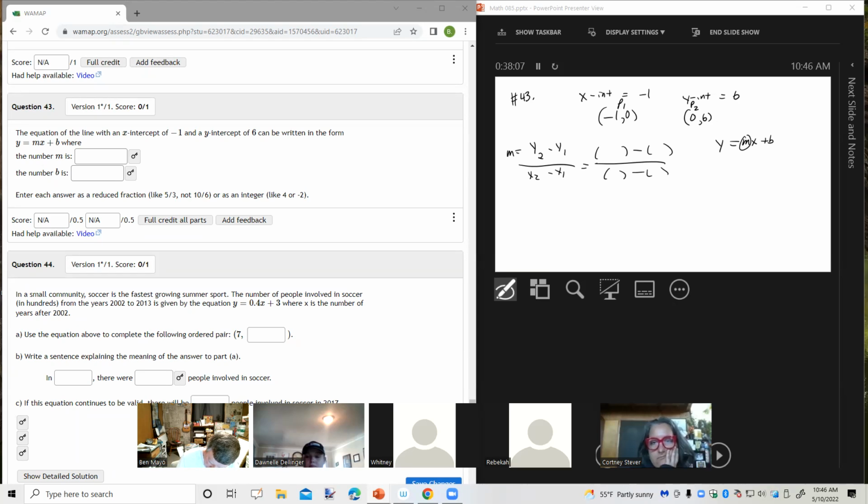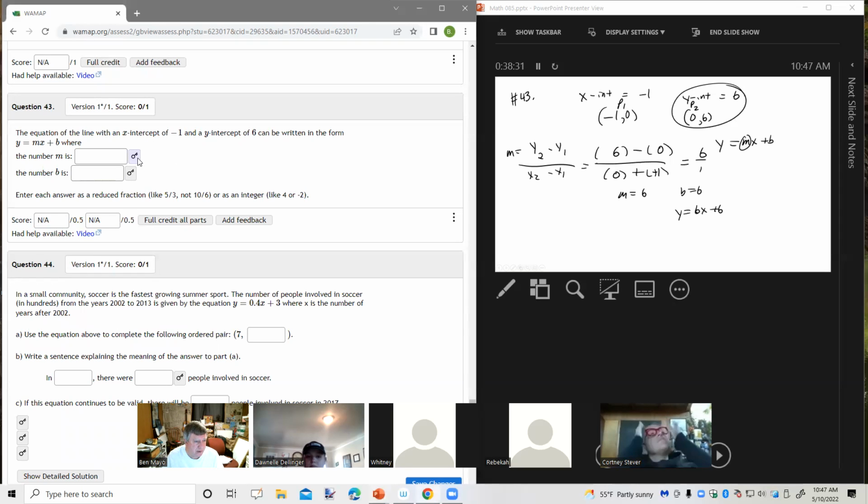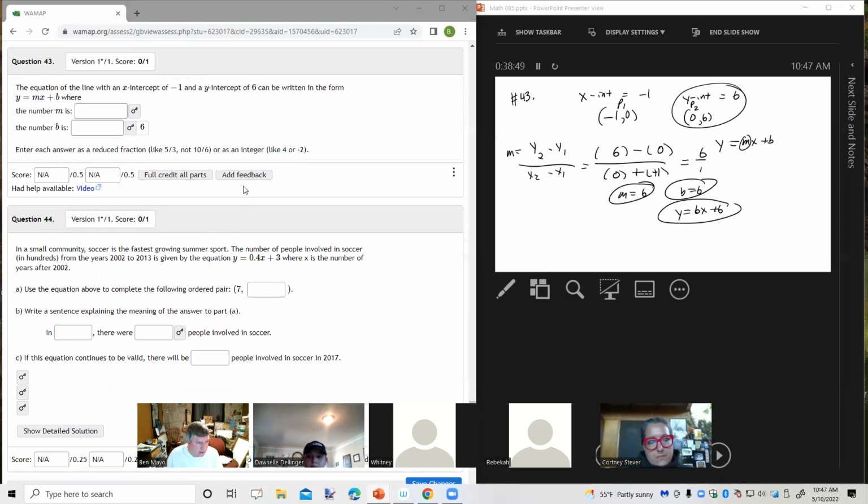Y sub 2 would be 6, y sub 1 is 0. X sub 2 is 0, x sub 1 is -1. So I have 6 over 1, so the slope is 6. The y-intercept is also 6. So y equals 6x plus 6. So the number m is 6 and the number b is also 6 in this case. They just wanted to ask us what those were, but this is what the entire equation would look like. All right with that? Okay, 44 coming up.